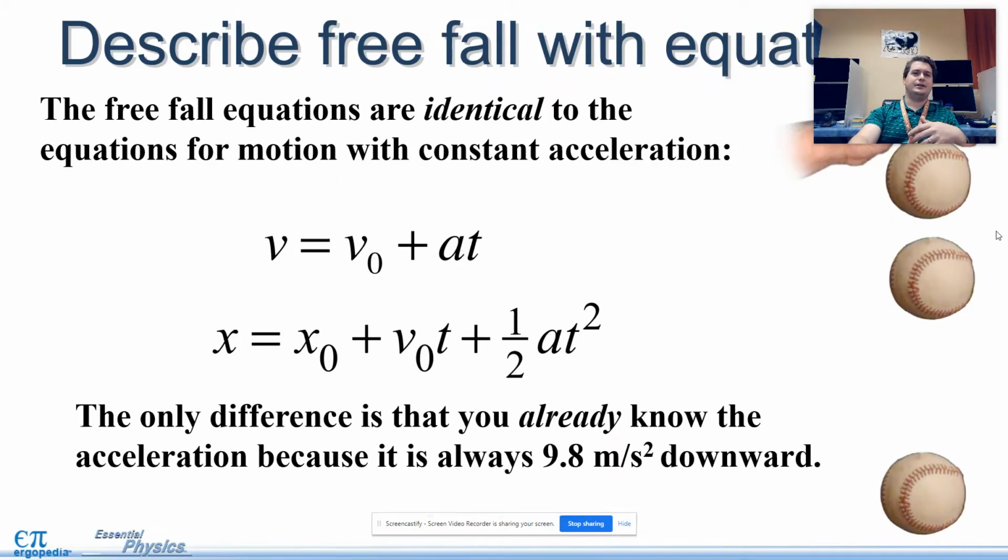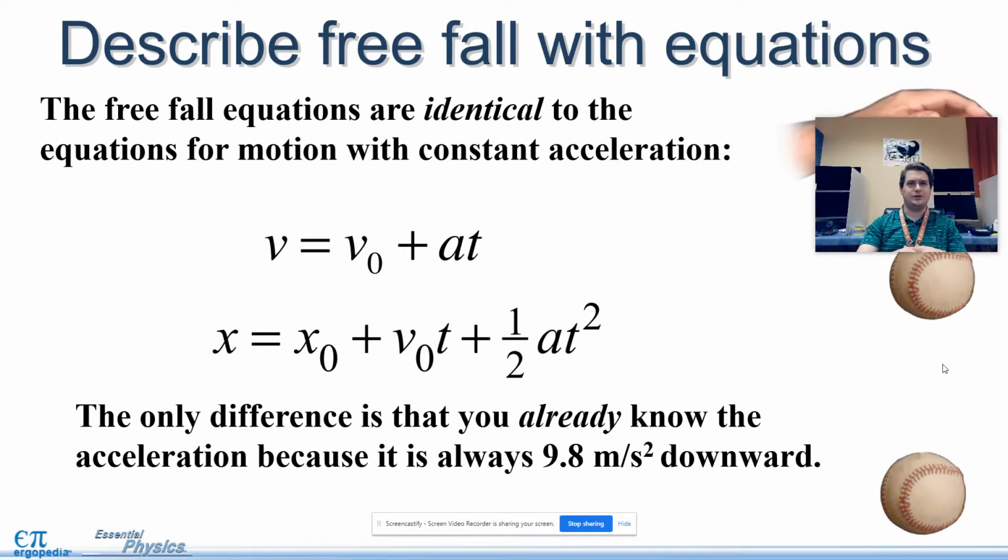Now, describing free fall with equations. These are two equations that you may or may not have seen. The first one you may have seen. The second one you definitely haven't seen. Let's talk about what they are. The first one says v equals v0 plus at. Now you see that zero, that subscript? Think of it like initial, the little i, okay? Because that zero means at time zero. So at the beginning, initial velocity.